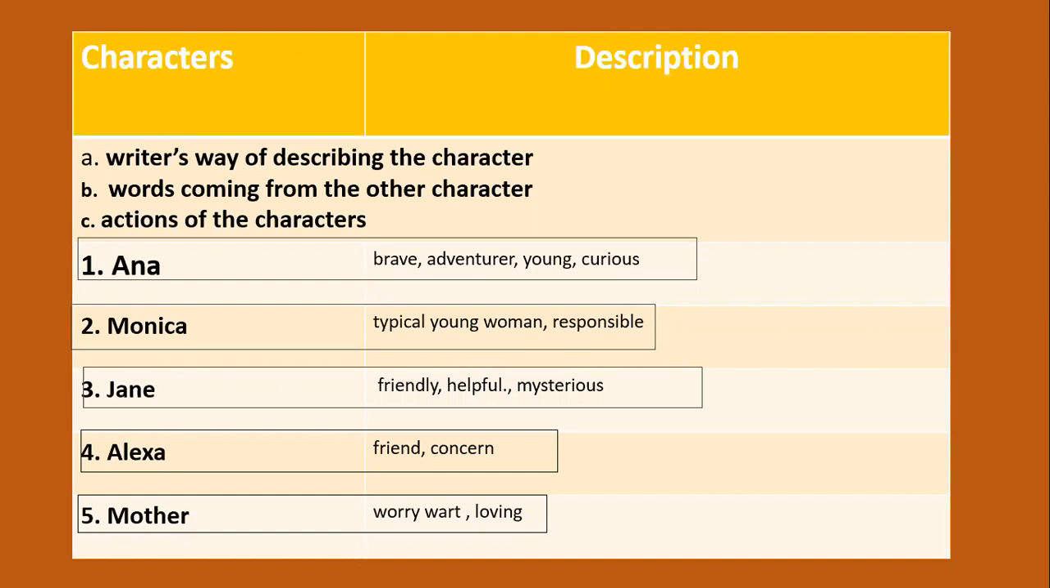Let's have the main character, Anna. You can describe Anna as brave, isog kaayo, an adventurer who likes to find something fun. She's young, of course, and very curious. Then Monica, a typical young woman who likes outings. She's responsible as well, as an older sister. Jane is very friendly, helpful, and mysterious, we don't know who she is. And then Alexa is a friend of her sister who is also a friend to Anna, and she's concerned about Anna's condition.